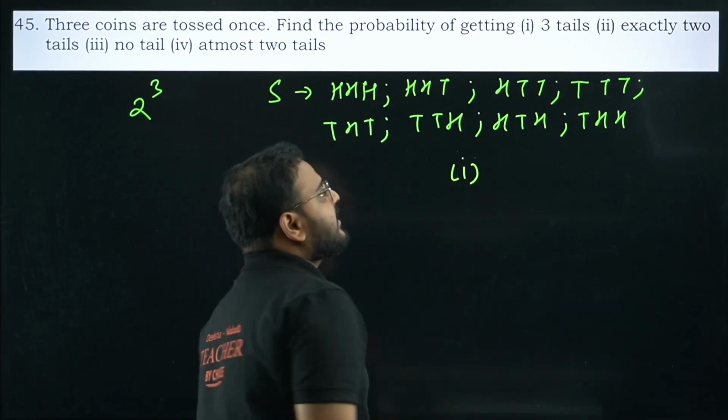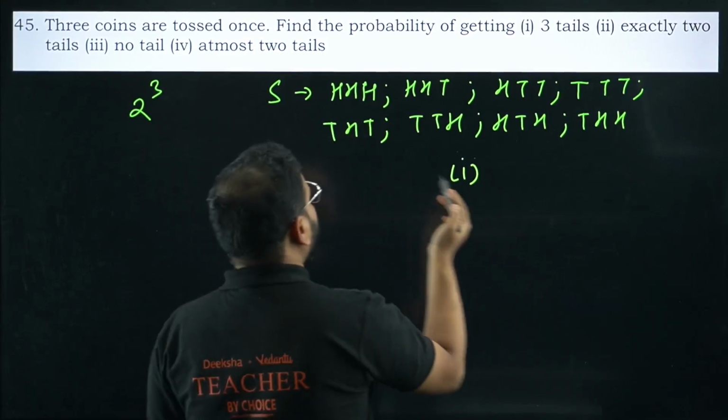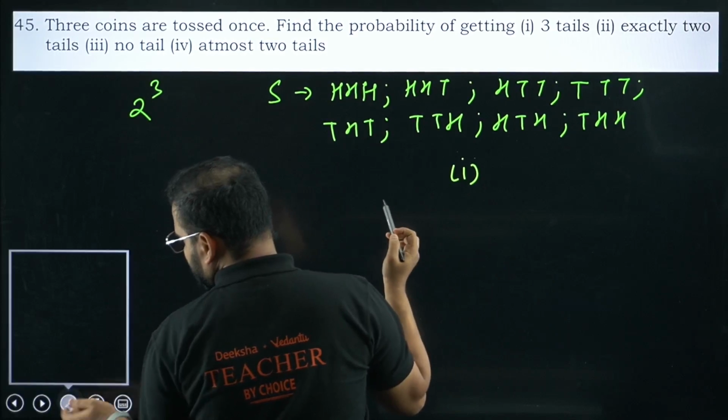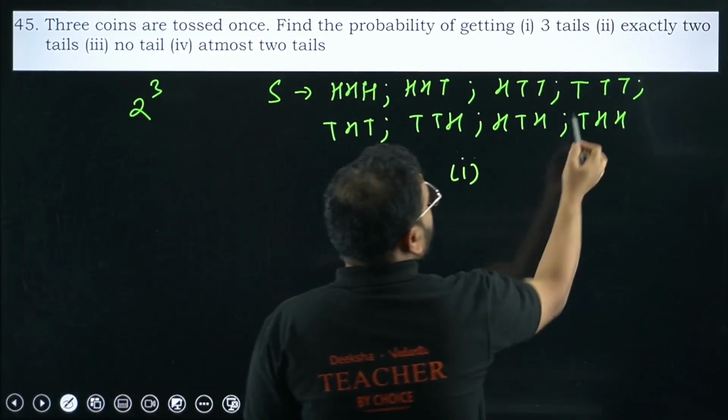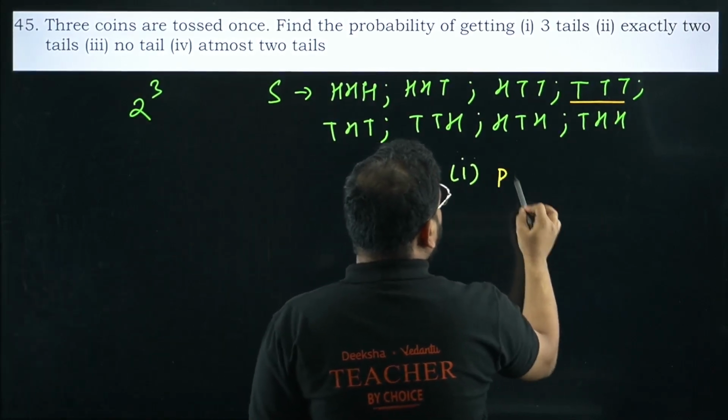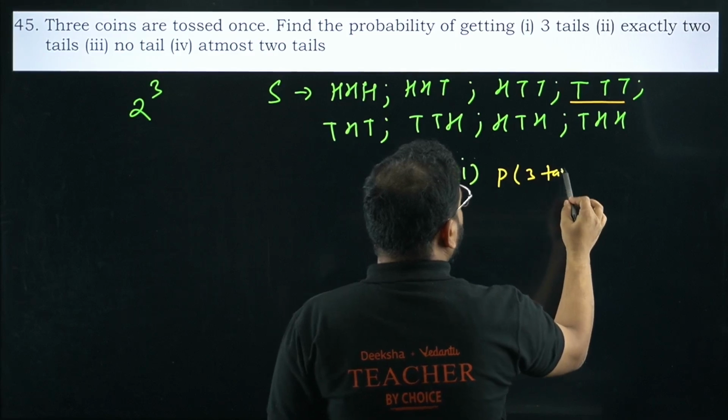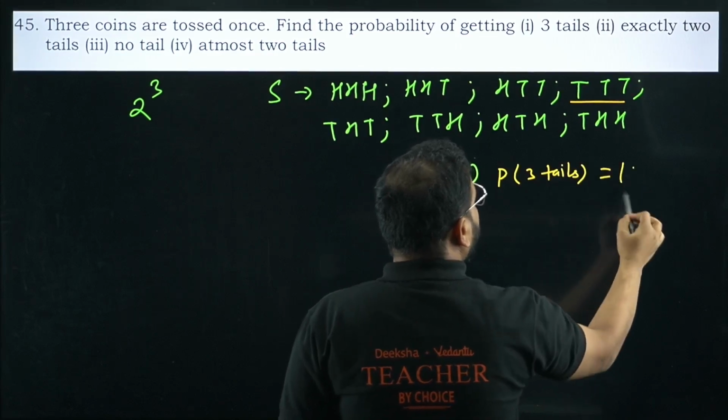First part, what is it? 3 tails, right? We have only one case. 3 tails is only one here. Please check. 3 tails, only one is here. Means the probability of getting 3 tails will be nothing but 1 by 8.